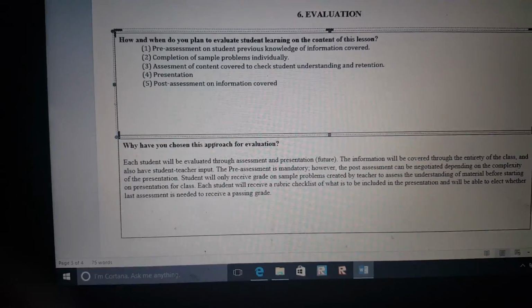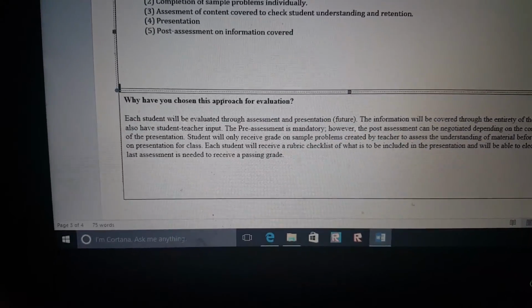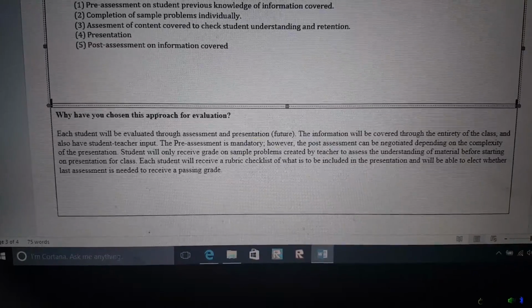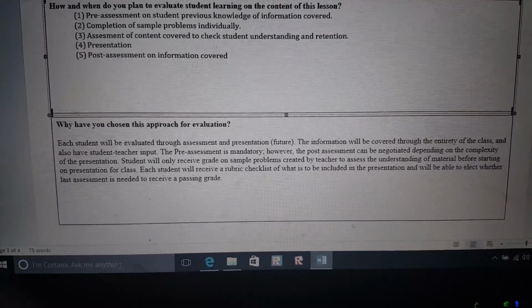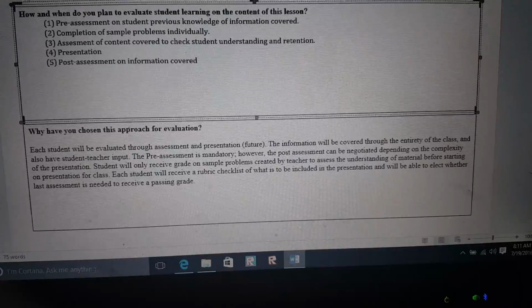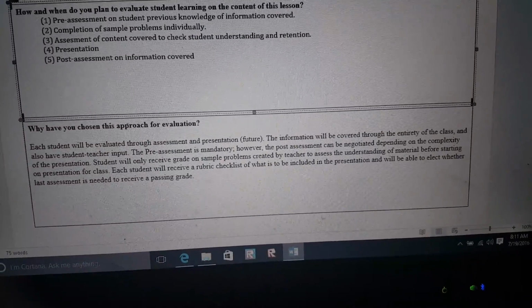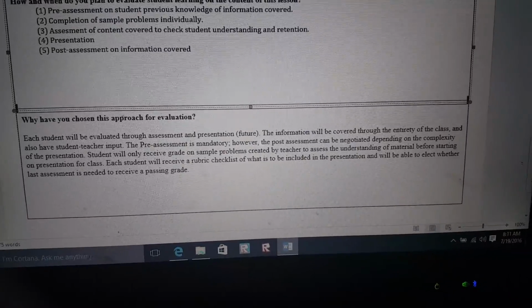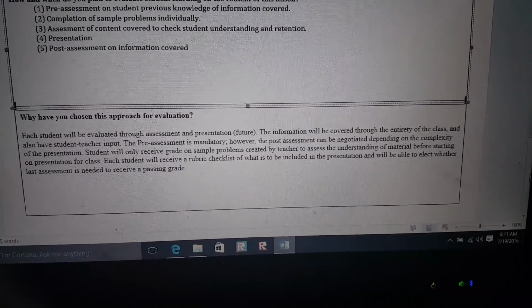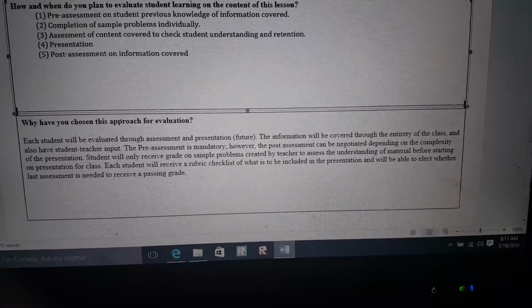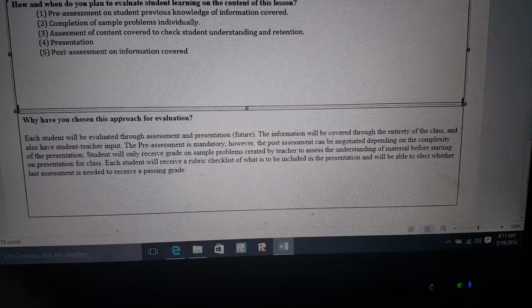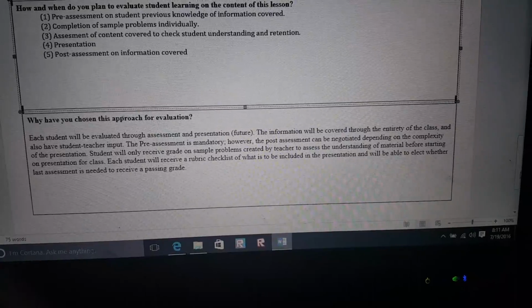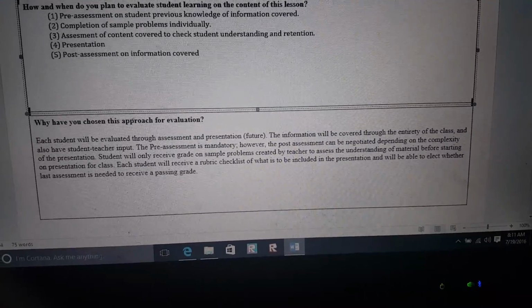Okay, you will see: why have you chosen this approach for evaluation? Each student will be evaluated through assessment and presentation, which will be in the future. The information will be covered through the entirety of the class and also have student and teacher input. The pre-assessment is mandatory; however, the post-assessment can be negotiated depending on the complexity of the presentation. Students will only receive a grade on simple problems created by the teacher to assess the understanding of material before starting on the presentation for the class.